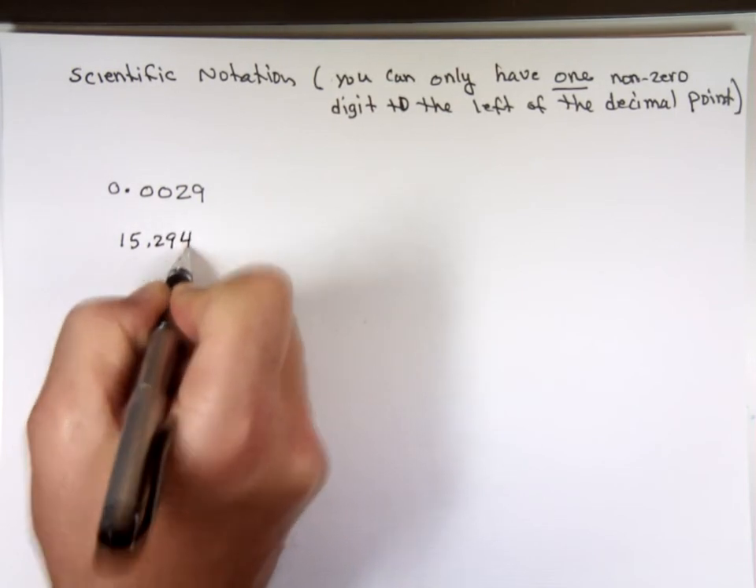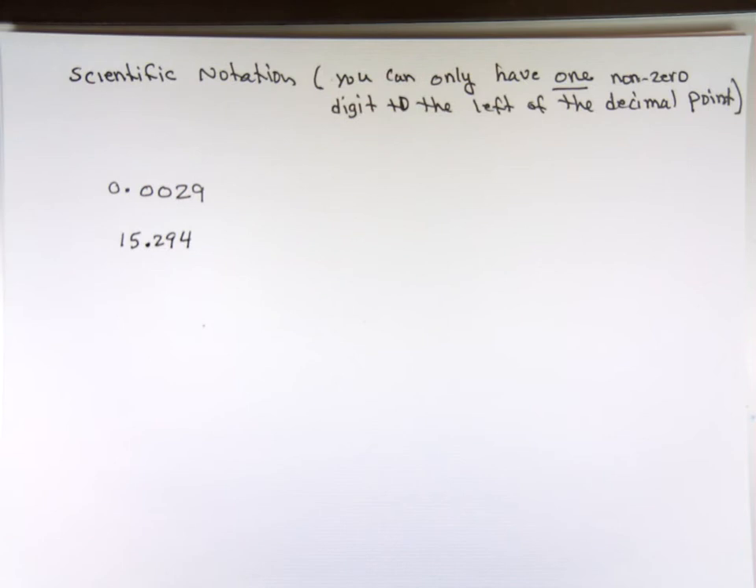Or 15.294. That's not in scientific notation. Why? You have two digits to the left of the decimal point. Two non-zero. So neither one is in scientific notation.